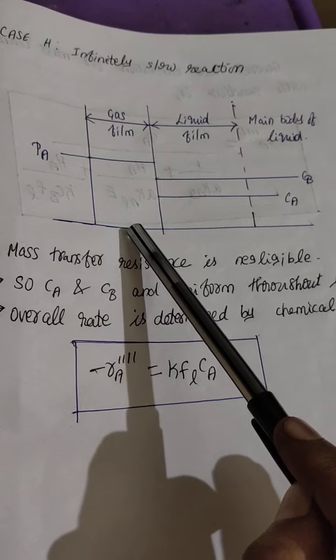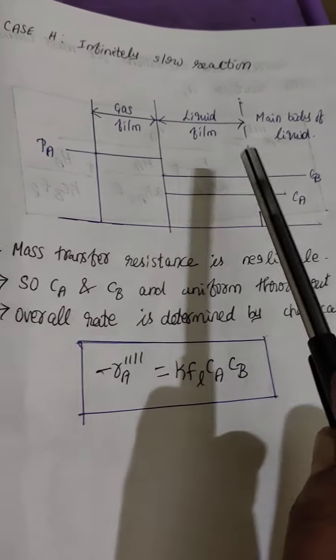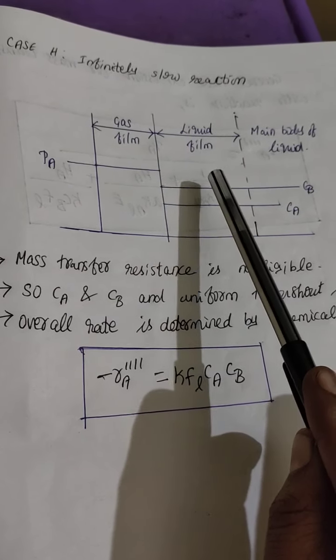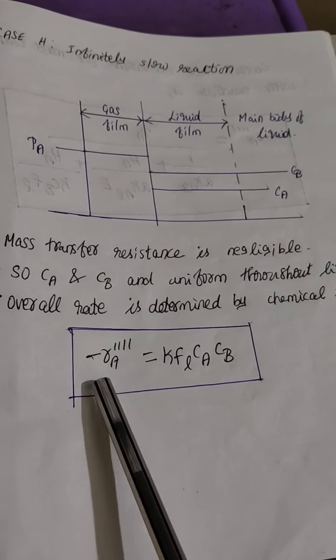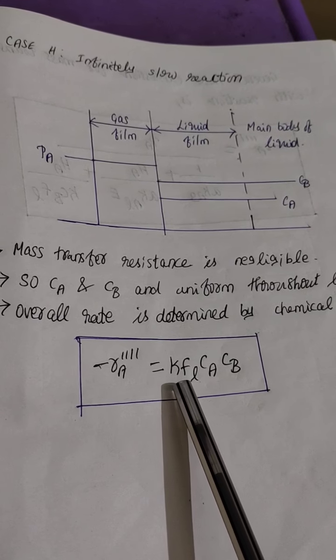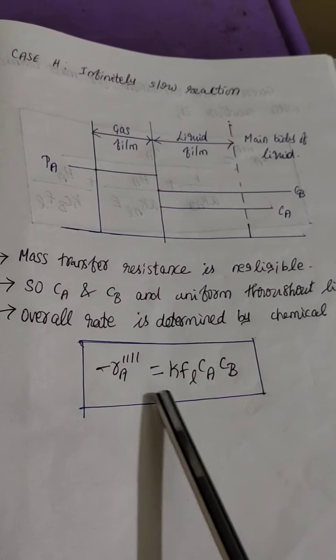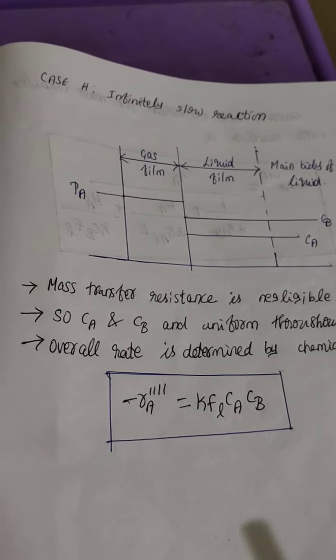So when we are determining the overall rate equation, we are neglecting the mass transfer resistance, that is Kag and Kal. We have to consider only the chemical reaction rate constant K. So you can find that the rate equation is minus Ra''' equals K into FL into CaCb. So here we are considering only the chemical reaction resistance K. So now we have completed all the 8 cases.